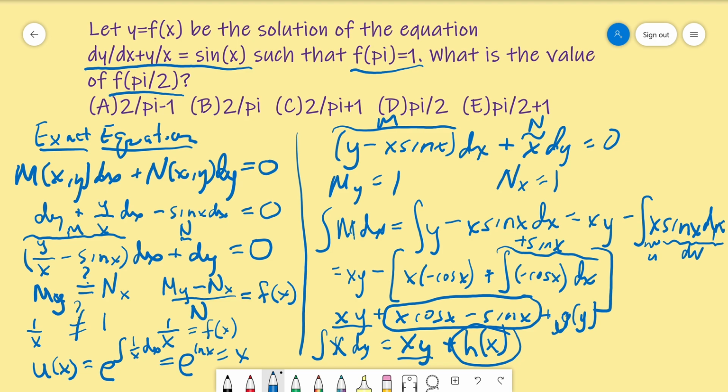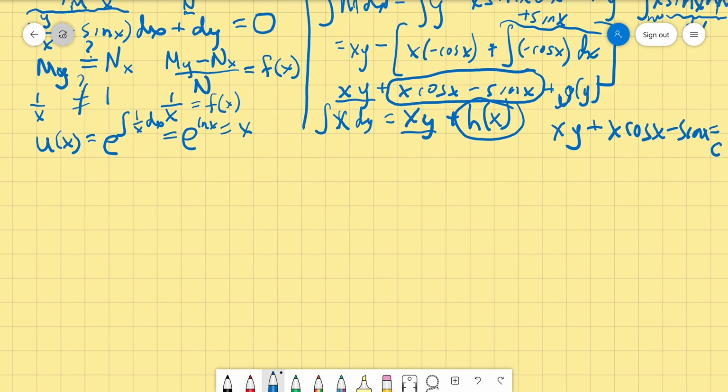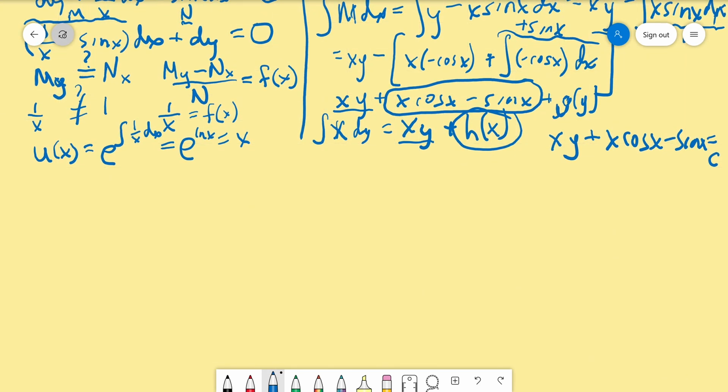So our solution is xy plus x cosine x minus sine x equals some constant c. That's the form of the solution of an exact equation. Now we're told that f of pi equals 1. Okay, so we can substitute f of pi equals 1. So we know that when x equals pi, y has to equal 1.